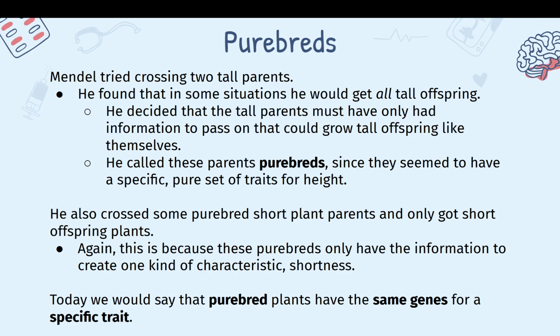The way that we would look at it today is that the purebred tall have only genes for growing the specific trait of being tall, and those purebred short have only the specific genes for making the short trait.